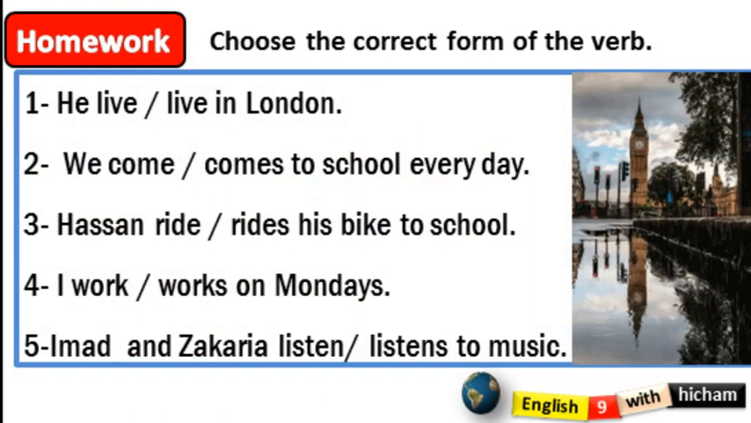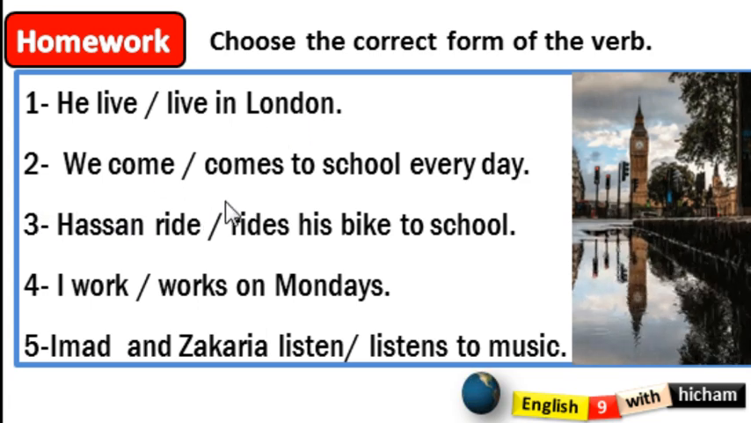Good job, my friends. Now, I shall leave this as a homework for you. You have to choose the correct form of the verb. Here, it's he live or lives. So one verb is plus S. He live or lives in London.